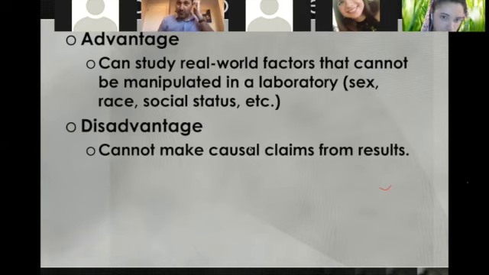The disadvantage, of course, is that we cannot make causal claims from the results of correlational studies. No matter how tempting it is, no matter how seemingly obvious it is what that causal direction is, we cannot make causal claims from correlational research. A causal claim is going to be the strongest type of claim that we can make. And therefore, it requires the most amount of control as a researcher. And we don't have enough control when we're conducting correlational research. We're only collecting data. We're not controlling anything.